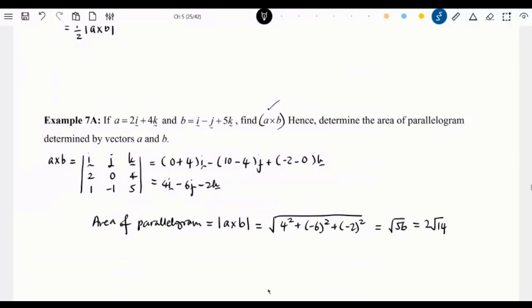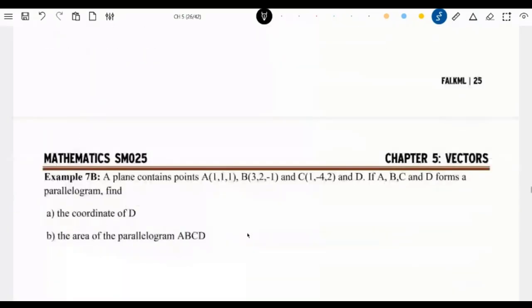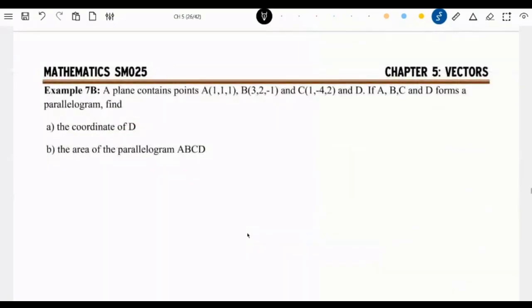Now we can proceed with 7B. Yang ini saya rasa ramai yang boleh tengok dekat video tapi tak apa, saya boleh discuss balik. Okay, so untuk parallelogram A, B, C and D, so we make it parallelogram first. A, B, C, D. Okay, starting we have to find the coordinate of D.